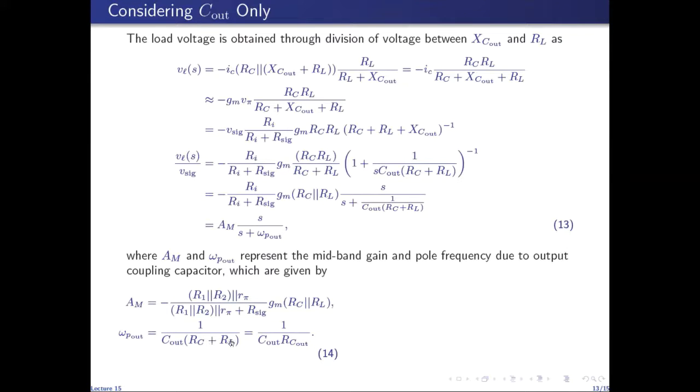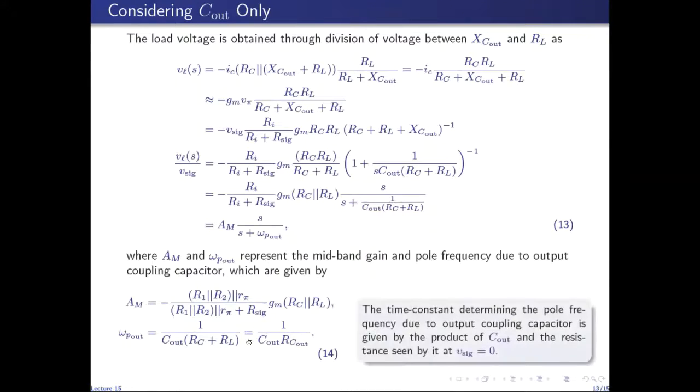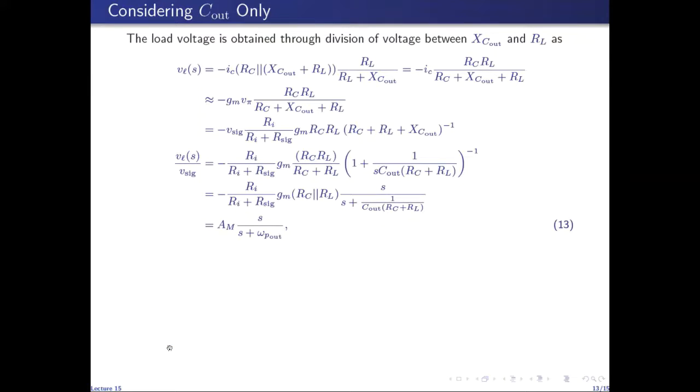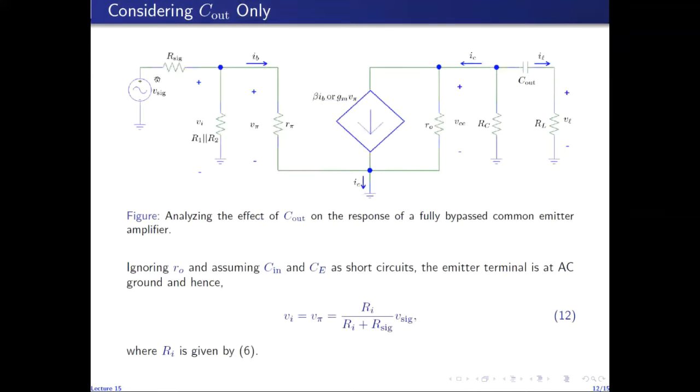I write this resistance here, RC plus RL, as R C out, because this resistance is actually the resistance between the open circuited terminals of C out. So RC plus RL is the resistance seen by C out at Vsig equal to 0. Because I've ignored R naught, it doesn't matter if I short circuit Vsig or Vi. But to maintain consistency with the other results, I assume that I have short circuited Vsig.